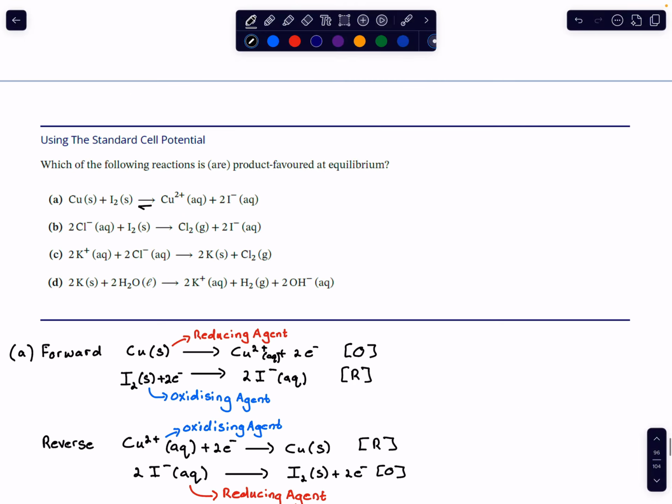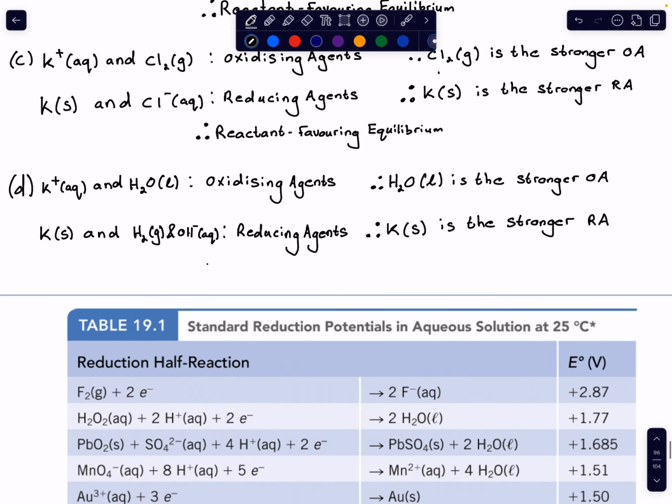So if we look at where those species are, we said potassium solid and water liquid. Potassium solid is the stronger reducing agent. Water liquid is the stronger oxidizing agent. So in this case, it would form a product favored equilibrium as written. Right, so therefore it's a product favored equilibrium. All right.